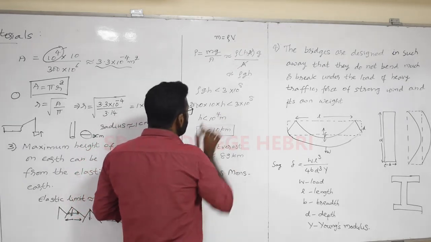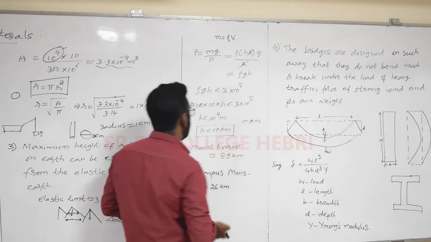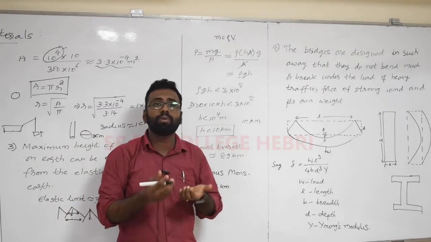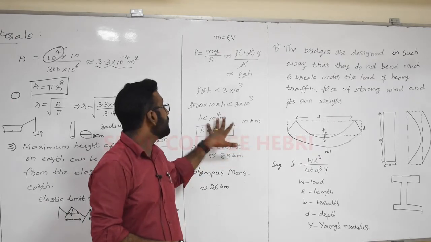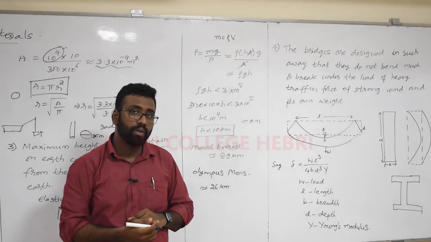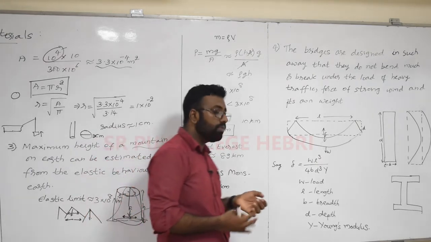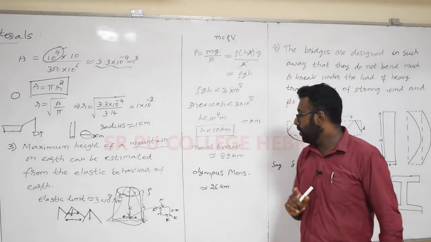So what is this 10 to the power 4? It is nothing but 10 kilometer. So you need to understand that the maximum height of a mountain possible on the earth is less than 10 to the power 4. The example of Mount Everest, whatever I have given, will give you the value approximately equal to 8.9 kilometer.